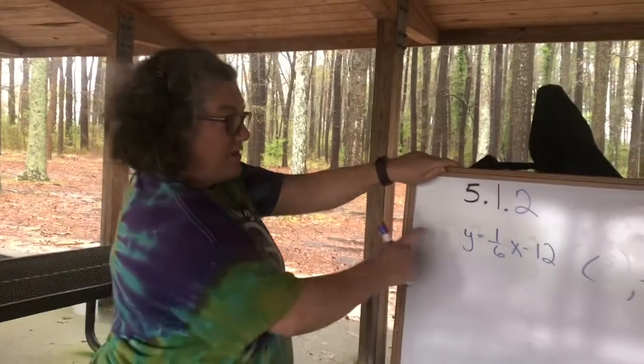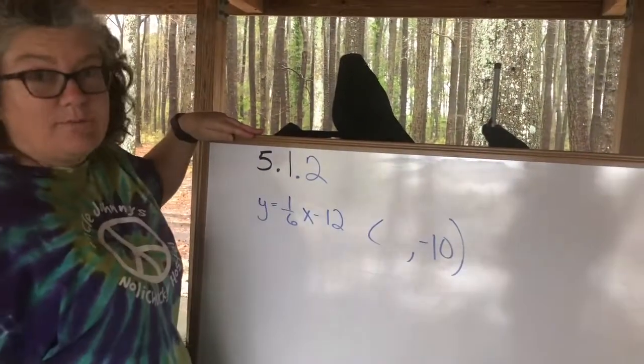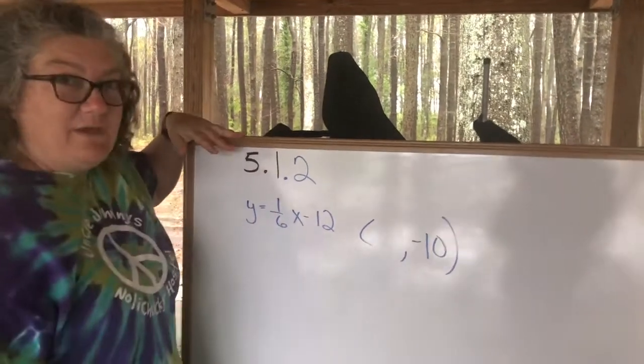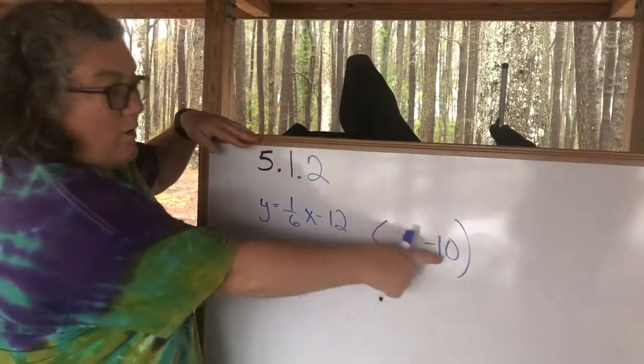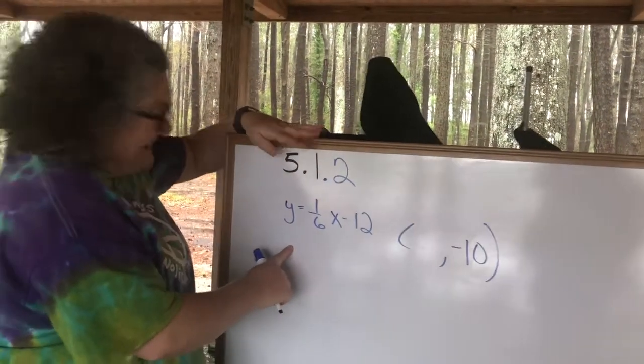All right, so here we have our problem again, and we have our ordered pair. Well, we have part of our ordered pair. Which value do we have? Do we have our x or y? Y, because it goes x, y. That's y.